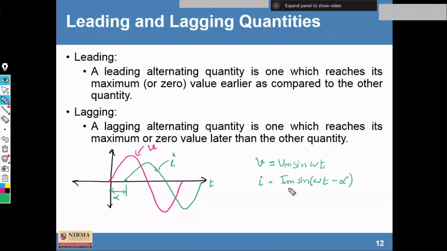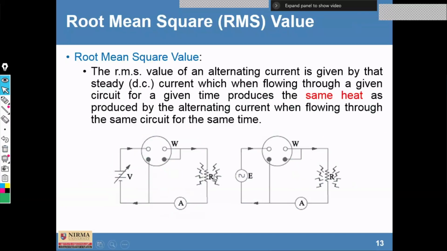All of you, I hope you understand the meaning of lagging and leading quantities. Yes, sir. Fine. So till now we have discussed various definitions like cycle, time period, frequency, amplitude, phase difference, lagging and leading quantities. All these definitions and their understanding will help you to solve different numericals in AC series and parallel circuits. Okay. Now let us move ahead.